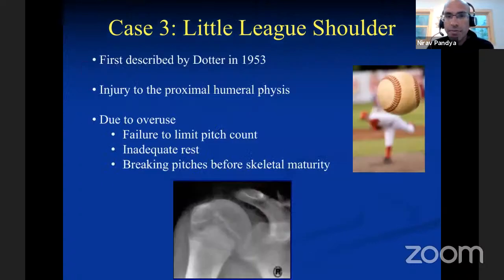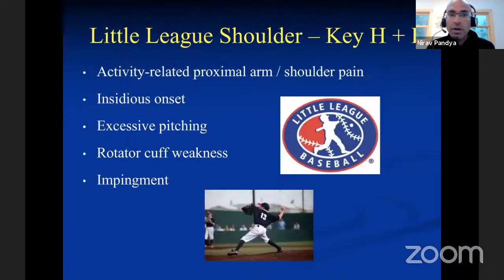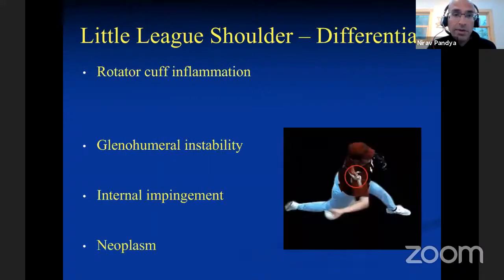Now, in terms of treatment options for this, it's important to take a step back and understand what type of overuse is occurring. They're pitching too much, they're not resting, and they're throwing very specialized pitches. It typically is insidious in onset, and they'll have signs that look like impingement, but they're not going to be ones that actually get impingement.